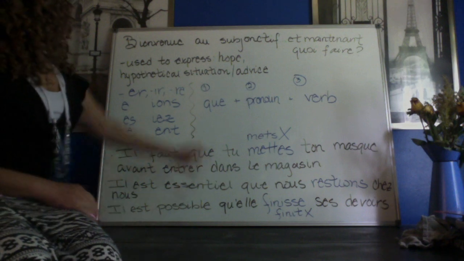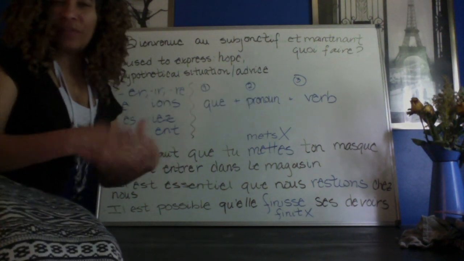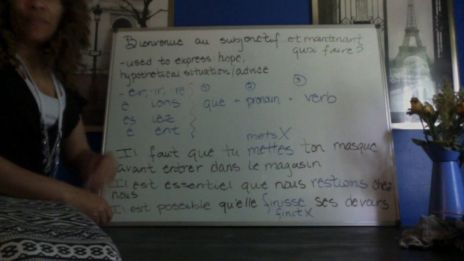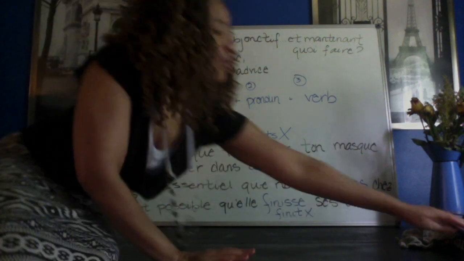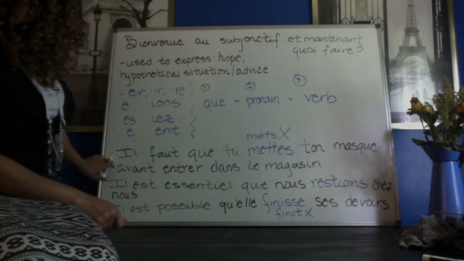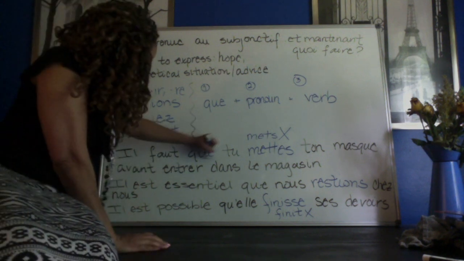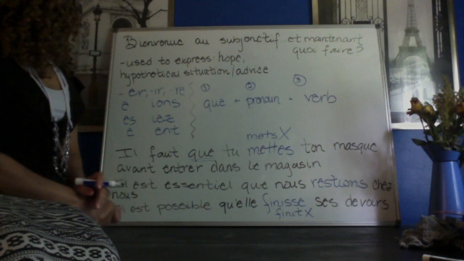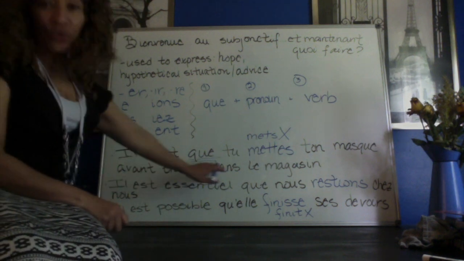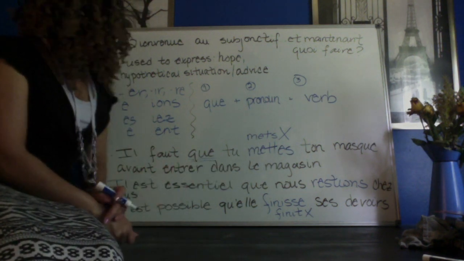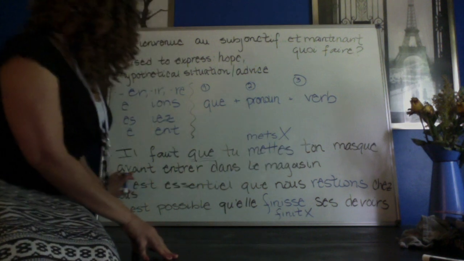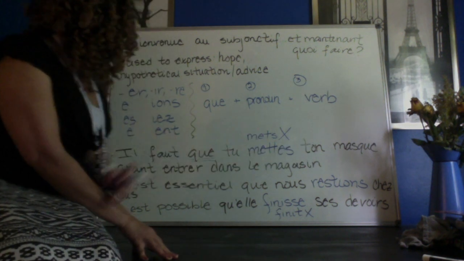Okay, so what we can see is that you need the que, you need the pronoun, and you need the verb, and then you need to finish out the sentence. And so what I did was I put in here some things that maybe you might recognize, and how to also not make errors when you're conjugating the verbs. So here it says, il faut que, meaning that it is necessary that you. It is necessary that you put on your mask before entering the store. That's something that we're going through right now with COVID-19. So: il faut que tu mettes ton masque avant d'entrer dans le magasin.